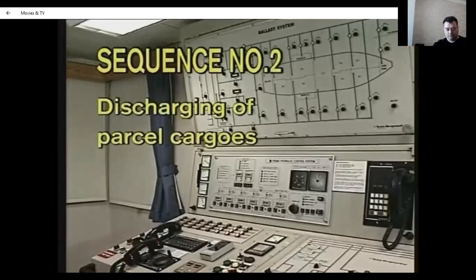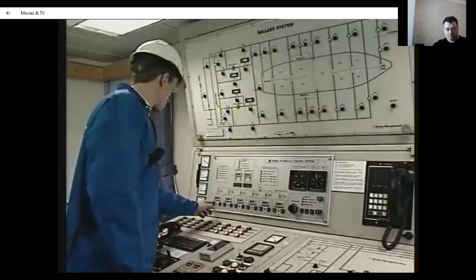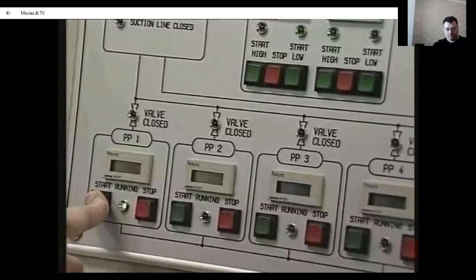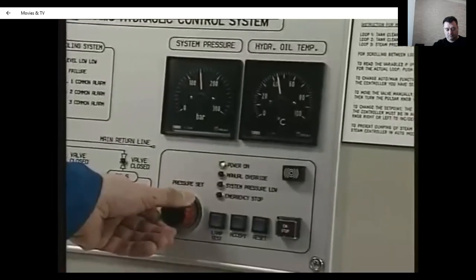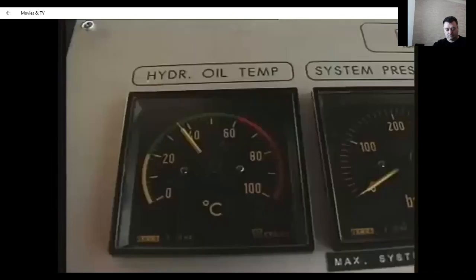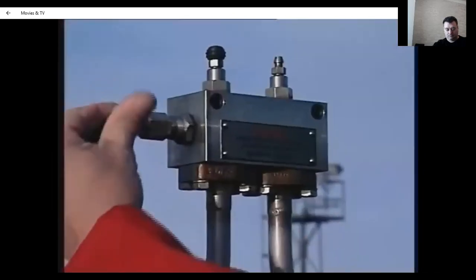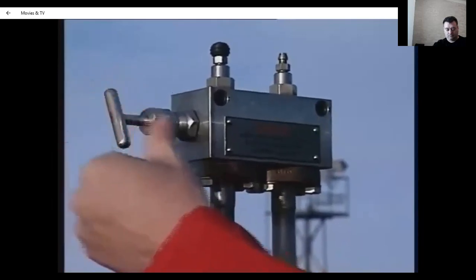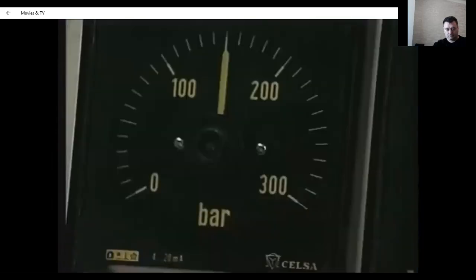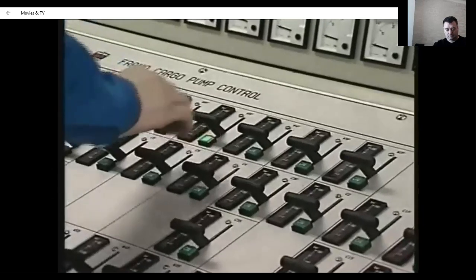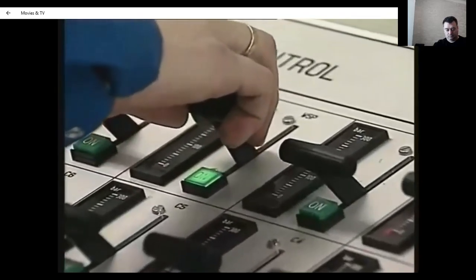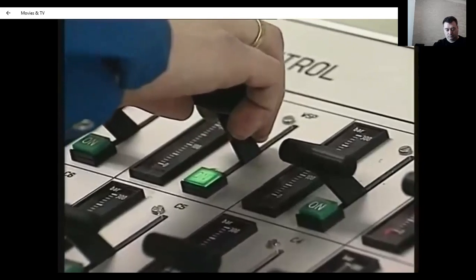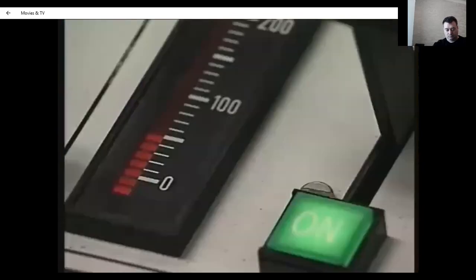Sequence number two, discharging the parcel cargoes. Start the hydraulic power pack and increase the hydraulic system pressure. If the hydraulic oil temperature is below 20 degrees centigrade, circulate the oil through the heating valve at maximum 100 bar prior to raising the hydraulic system pressure to approximately 150 bar. Start the cargo pump slowly and let it run with hydraulic pressure 40 to 50 bar for approximately 1 to 2 minutes with closed cargo pump valve.